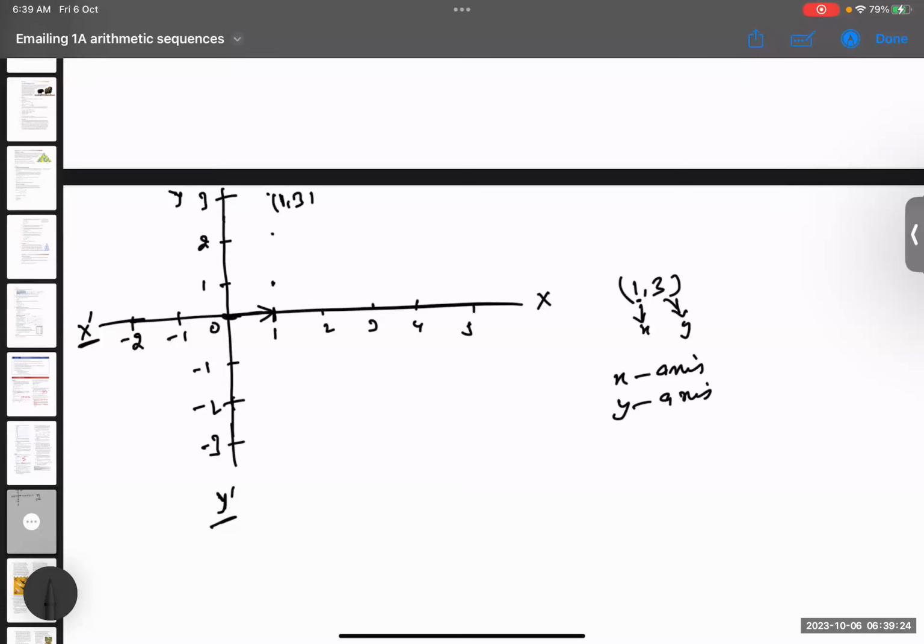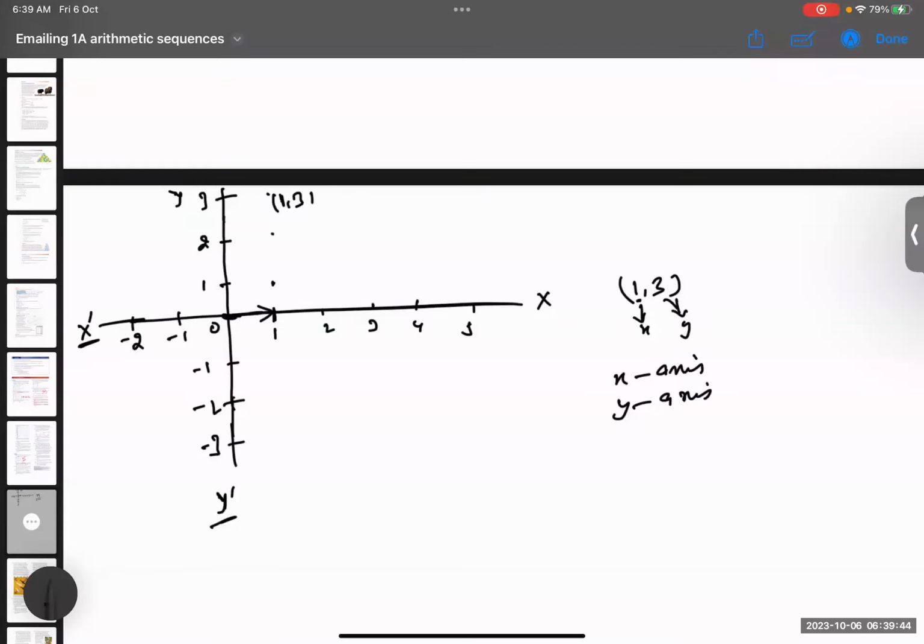Suppose we have to plot the point (1, 3). First you count 1 on the x-axis, then 3 on the y-axis, that is upward. If it is negative, you have to go downside.